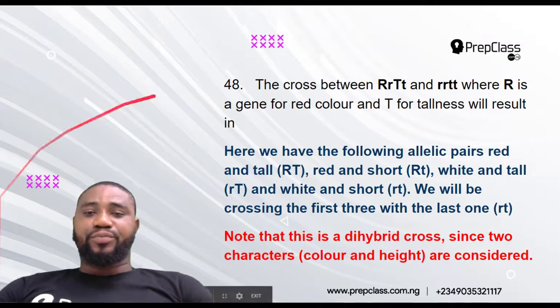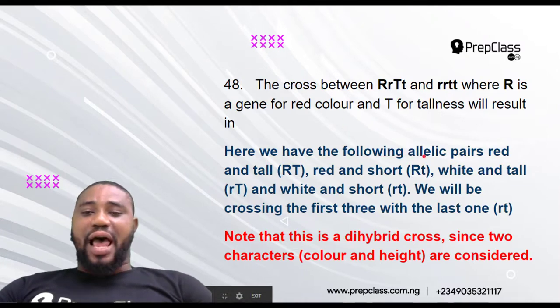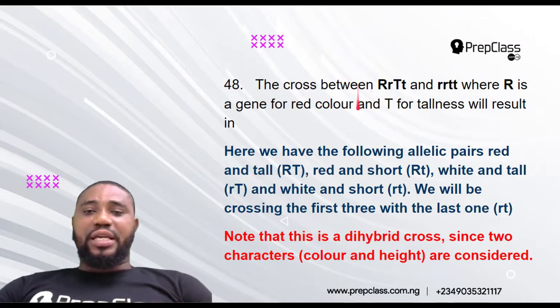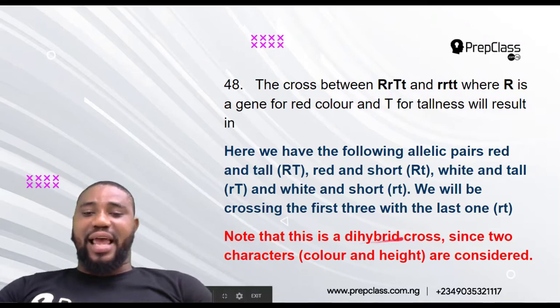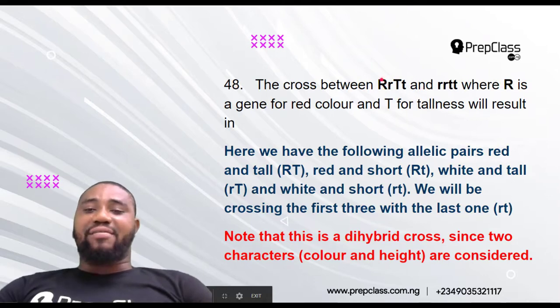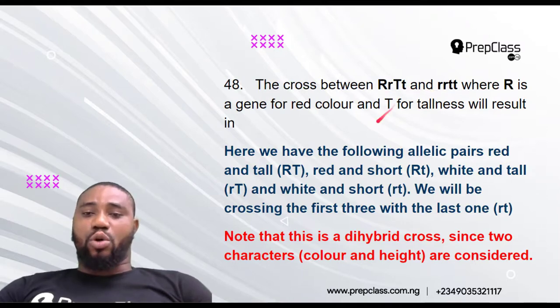Okay, we have the following allelic pairs. In this kind of cross, you see that this is a dihybrid cross. It involves two types of character. We are looking at color and height. I know that this is a dihybrid cross since two characters are considered, color and height. The colors are red and white, and the height is tall and short.